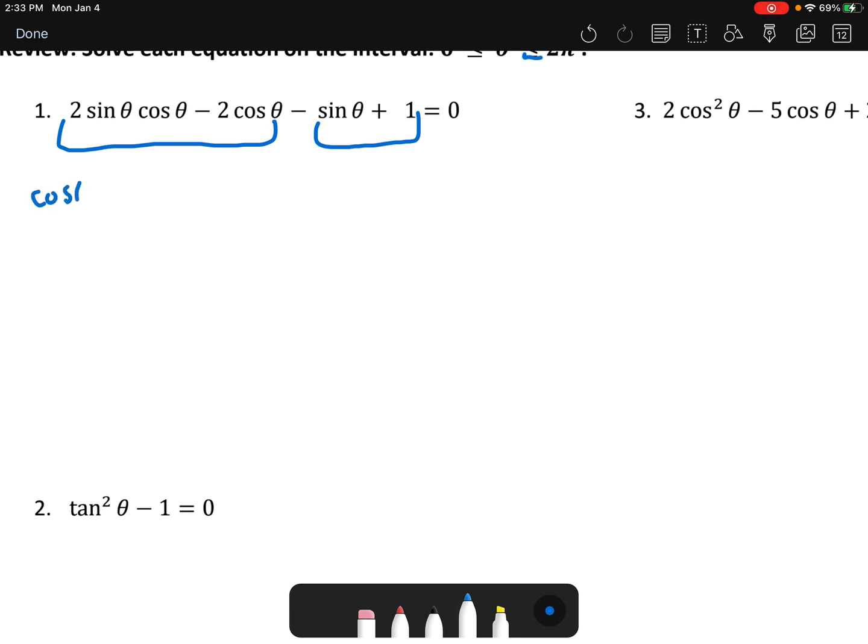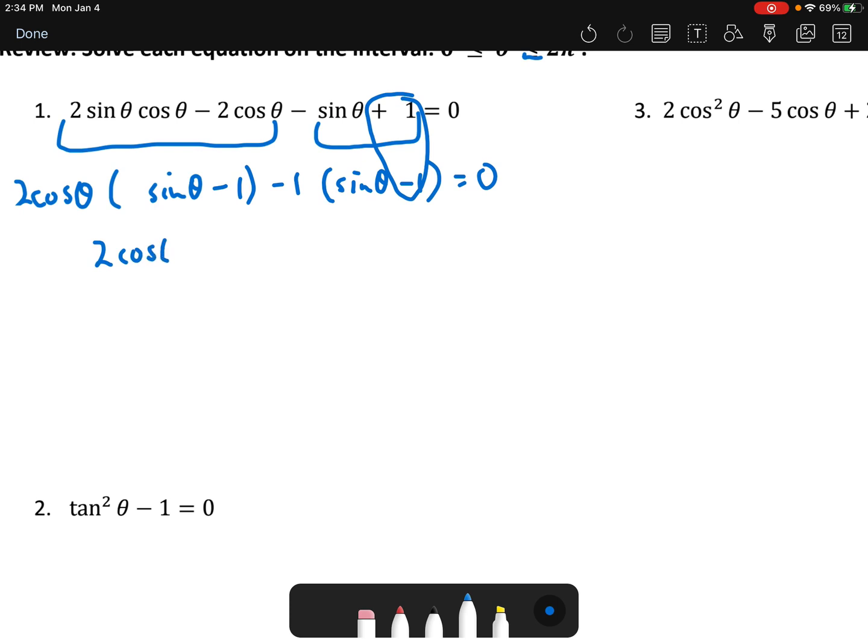Because if I take out cosine here, I'm left with 2 sine theta. Oh, I can take 2 cosine out, can't I? I can take 2 out, 2 cosine. And I'm left with sine theta minus 1. So I rewrite that over here, sine theta minus 1. And then I divide these last 2 terms. 1 divided by negative 1 is minus 1, and there's my factors. 2 cosine theta minus 1 and sine theta minus 1.